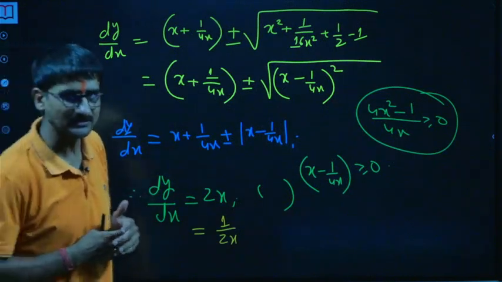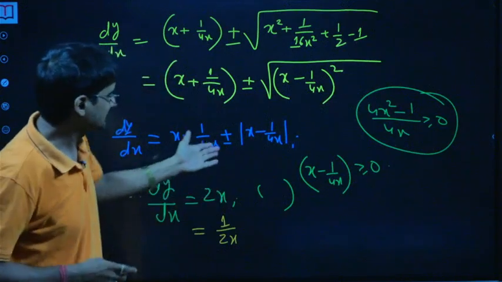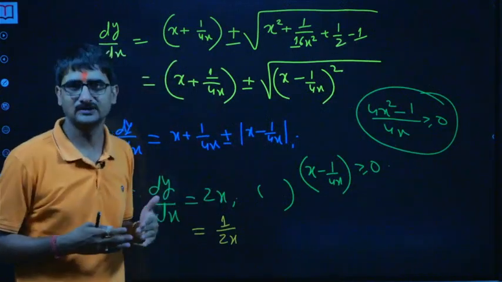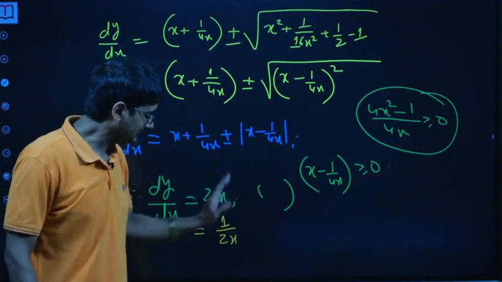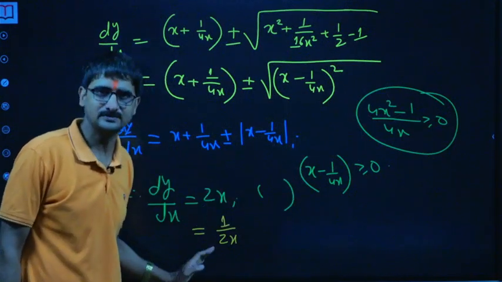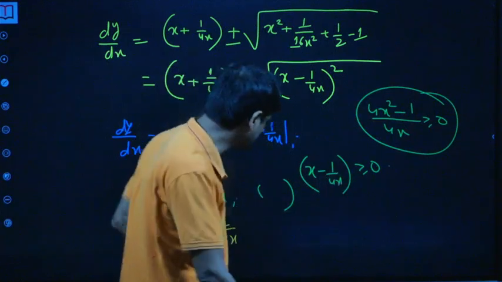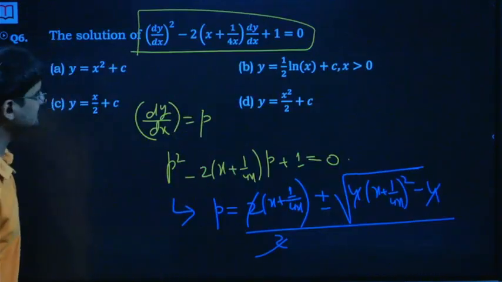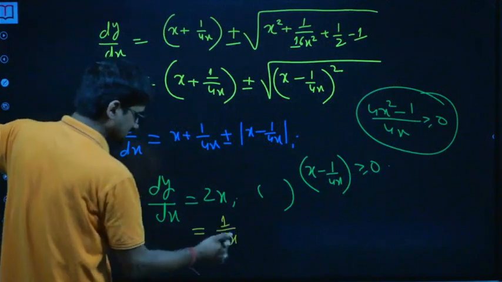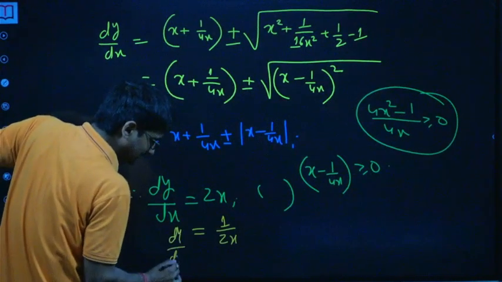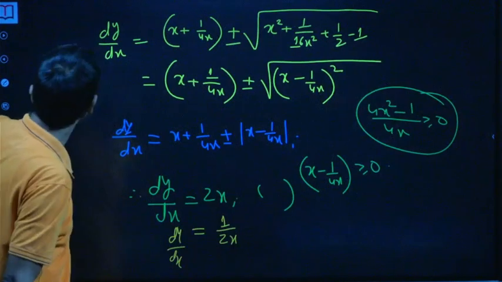But I think you people are getting my point. Okay, so when you remove mod, again there is positive negative. The condition, we'll get only these 2 things. These 2 will be the only possibilities, but the condition we have to take care of. But since there is no condition in the option, I think we can easily go ahead. So y, here it is x square plus c, and here it is half ln x.